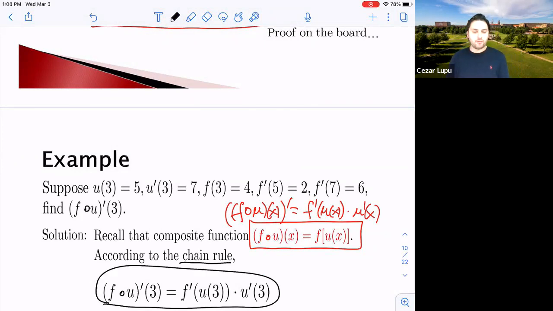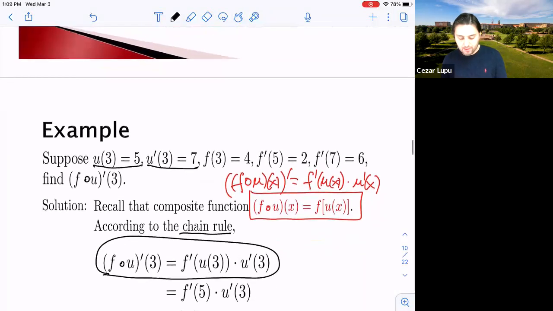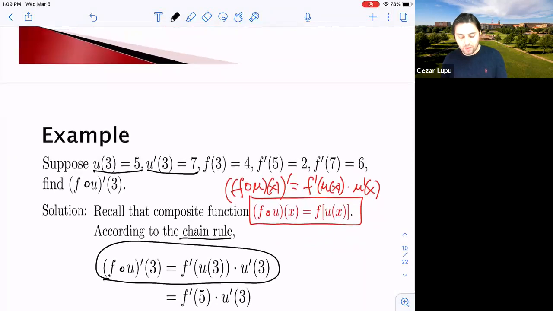So this will be f prime of u of 3 times u prime of 3. And now let's see which one is which. You see u of 3 is somewhere here. U prime of 3 is somewhere here. So this is f prime, because I know that u of 3 is 5, right? So this will be equal to f prime of 5 times u prime of 3.